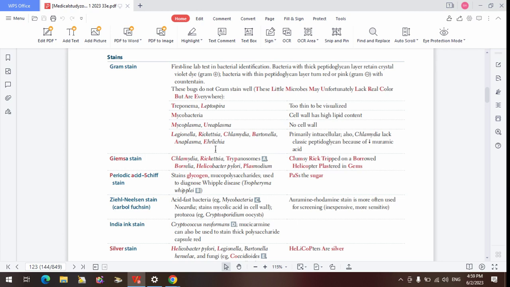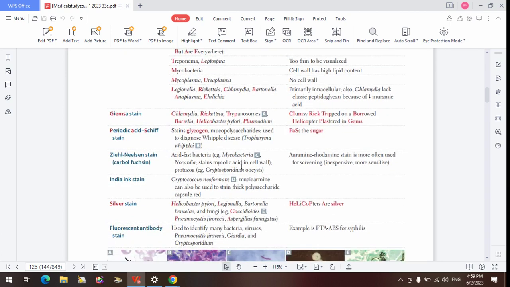While the other ones are strictly intracellular, so it's very difficult for the stain to get into them, and they are very small. So that is the code. I hope you guys will be able to remember the code. BCR ABEL, right?